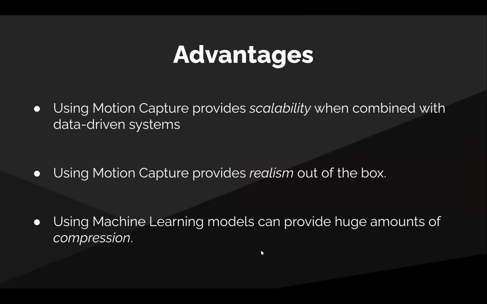So to summarize, if we use motion capture data with these data-driven systems, then we get this kind of scalability in terms of the animation complexity. We also get out-of-the-box realism because we're using motion capture data. So we know that this should be real as long as it matches the training data, because that's what really happened in the world. And we can get a huge amount of compression. So that's really exciting because it means that maybe we can really capture a lot of data and put all of this data into these machine learning models and really learn something that can generate a lot of nuance and variation and detail.